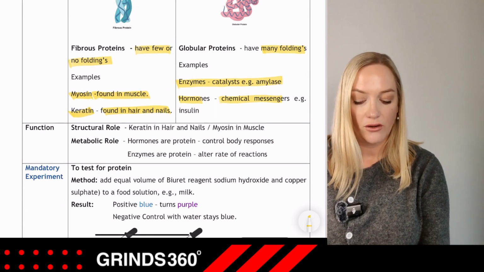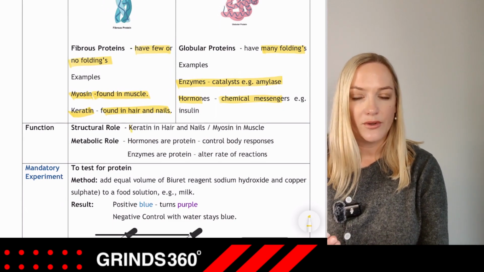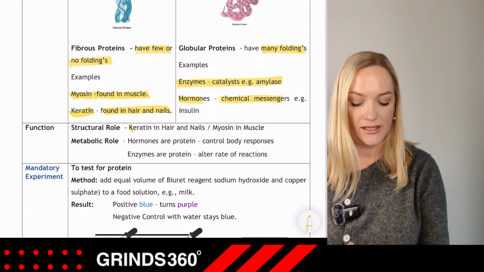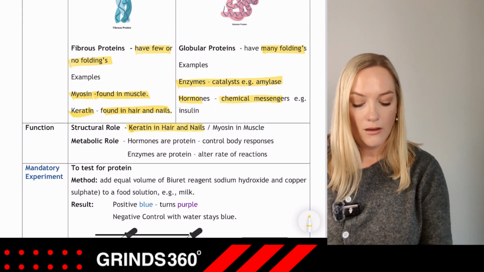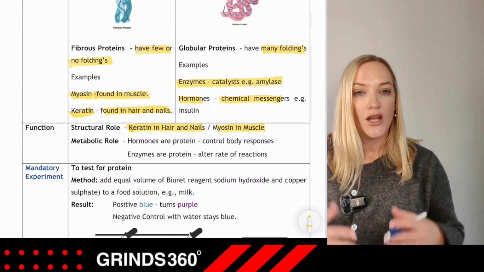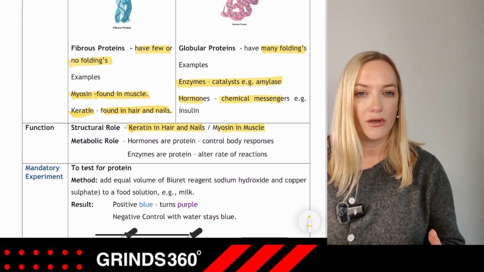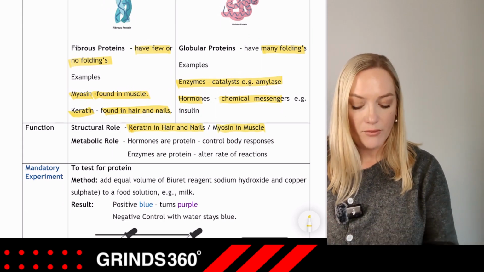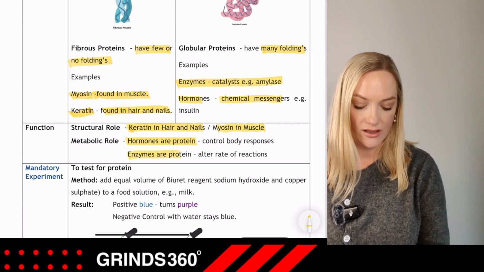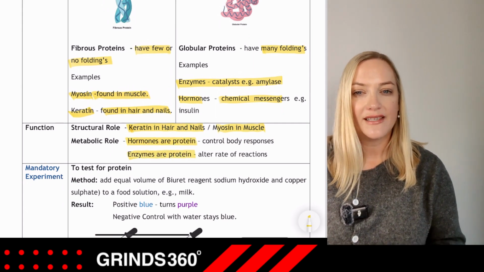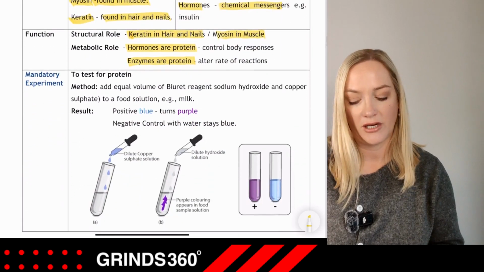So your structural role, we're using our examples from our fibrous proteins. So you could say keratin found in hair and nails, or myosin found in muscles. Your metabolic role is to do with your globular proteins. So your metabolic role, we can say hormones are proteins, or we can say enzymes are proteins. And this leads us to the mandatory experiment for protein.